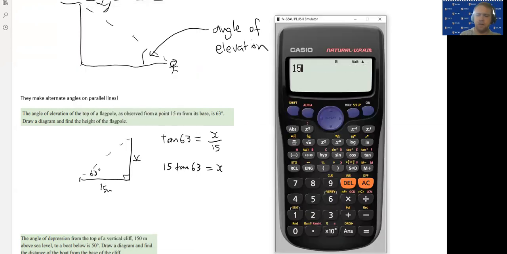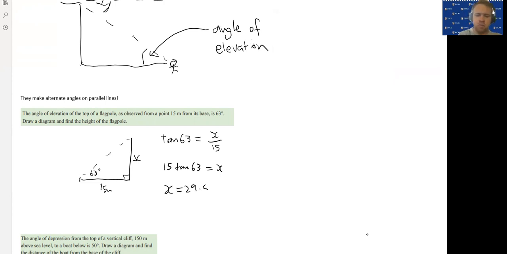Okay, so 15 tan 63 equals, and then we're talking about distance here. So you've got to be careful. If you're talking about a distance, then you don't obviously want to use degrees, minutes, and seconds. If you're talking about an angle, then you might want to. But here we have our answer, 29.43. I'm going to round it to one decimal place. So X equals 29.43..., and then it approximately equals 29.4 meters. Okay, and that's to 1 decimal place.